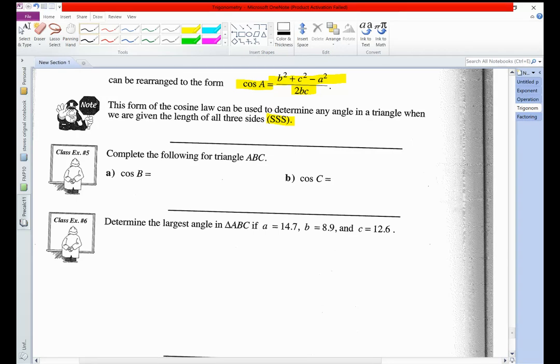So here, if we're looking for angle B, the formula is going to be C squared plus A squared minus B squared all over 2CA. And if it's cos of C, it's going to be A squared plus B squared minus C squared all over 2AB.